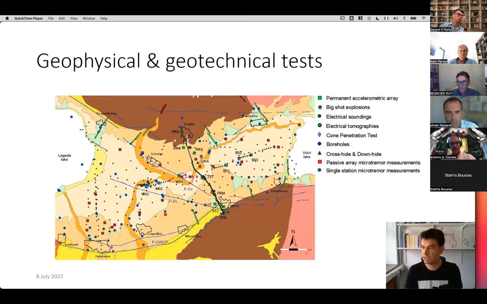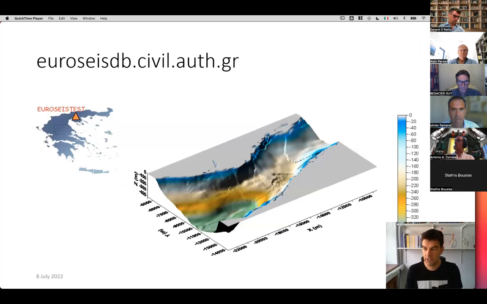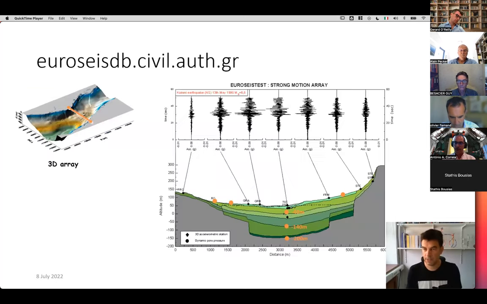You can see here all the tests, the geophysical and geotechnical tests that have been performed throughout these 30 years of operation. You can find more information on the dedicated website, which is eurosizedb.civil.auth.gr. This is a 3D geometrical model of the array. Again, you can see here a cross section at the middle of the valley.